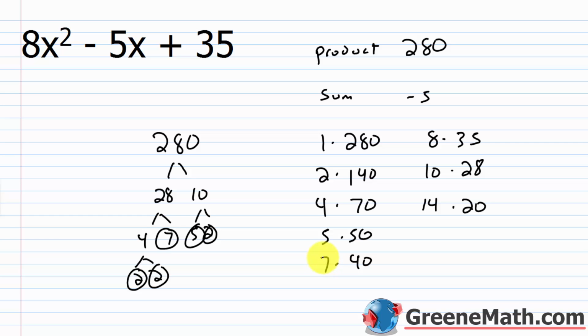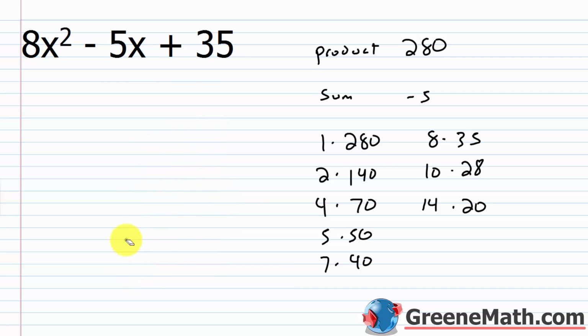So sometimes you get an example where it's prime, and it takes more time because you have to go through all the factors, all the pairs, and see, does anything work? Well, this wouldn't work, this wouldn't work, and so on. So we can go ahead and just say this is a prime polynomial.